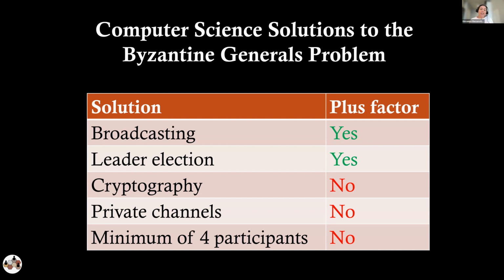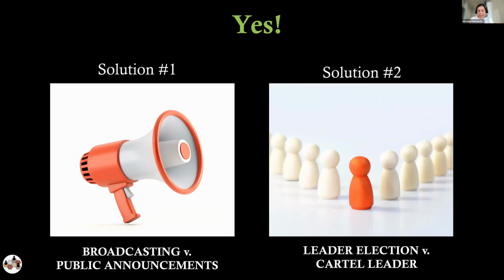After finding these mechanisms, I assessed whether they are already captured by present cartel law, so by the plus factors that we actually use in the US to detect cartel agreements. And you can see, yes, for broadcasting and leader election. Why? Because broadcasting implies that rather than point-to-point communication, you send the message to all computers in the network at the same time.